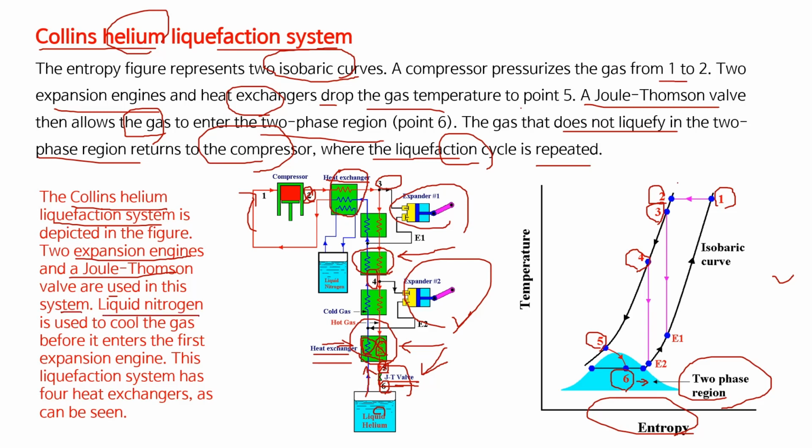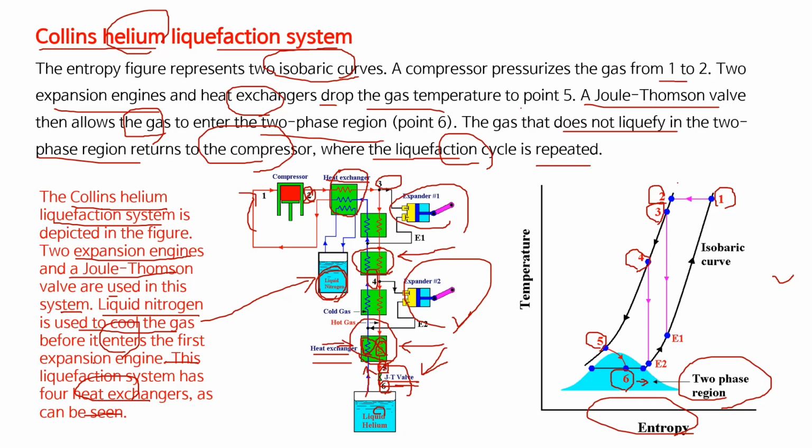Liquid nitrogen is used to cool the gas before it enters the first expansion engine. So liquid nitrogen is used as a pre-cooler. This liquefaction system has 4 heat exchangers, as can be seen here. So using these kinds of liquefaction systems, we can liquefy all gases.